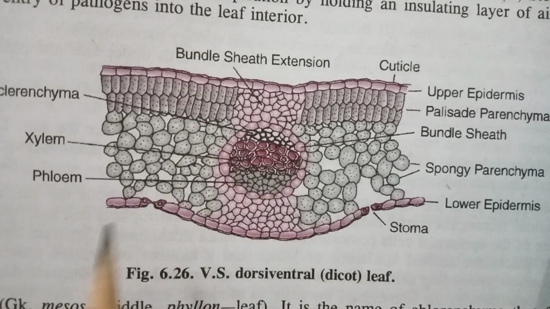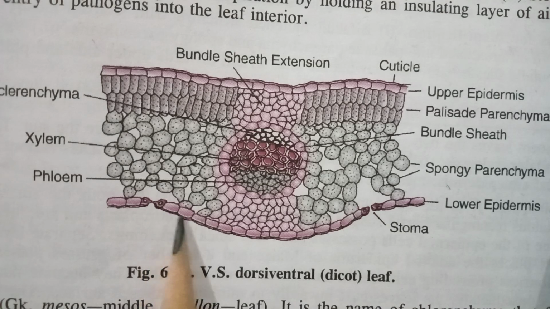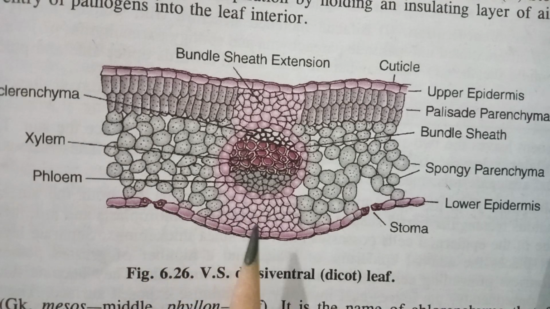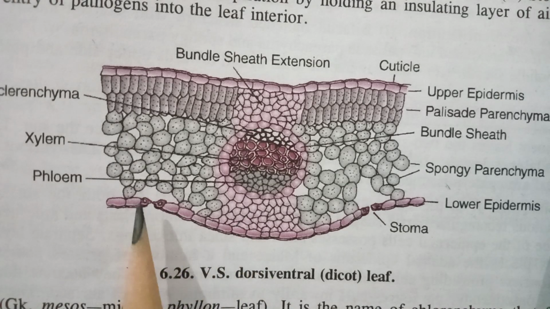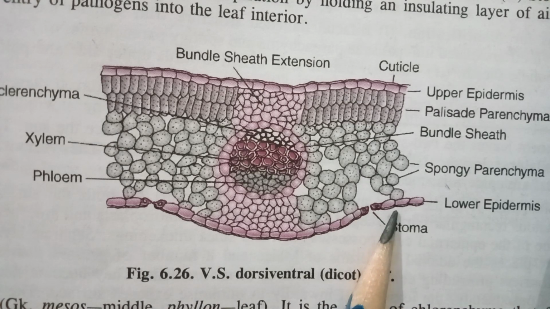Now next to the upper epidermis is the lower epidermis. As you can see, the cells are similar, okay, rectangular cells without intercellular space, but these are not continuous. They are interrupted by stomatal apertures, okay. That means stomata are present which are meant for transpiration and gaseous exchange. So these are not continuous.